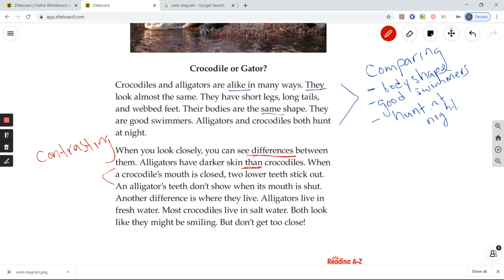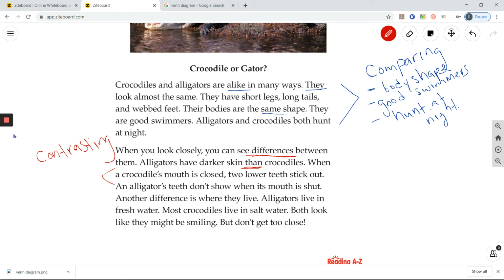So when the writer is contrasting, or saying how alligators and crocodiles are different, the author first describes a detail about one of the animals and then describes how the other animal is different. For example, alligators live in freshwater. Crocodiles are different because most crocodiles live in saltwater.